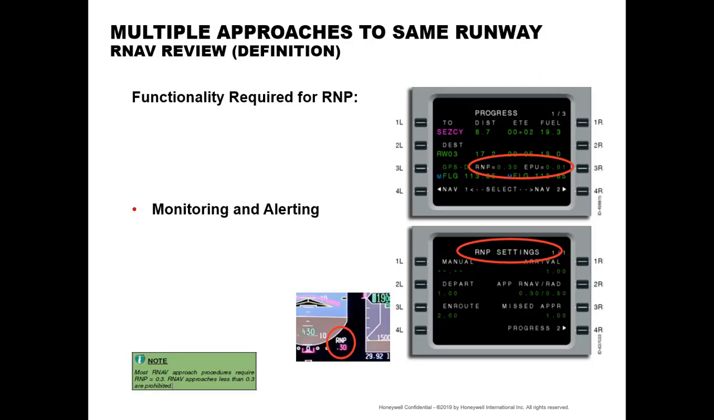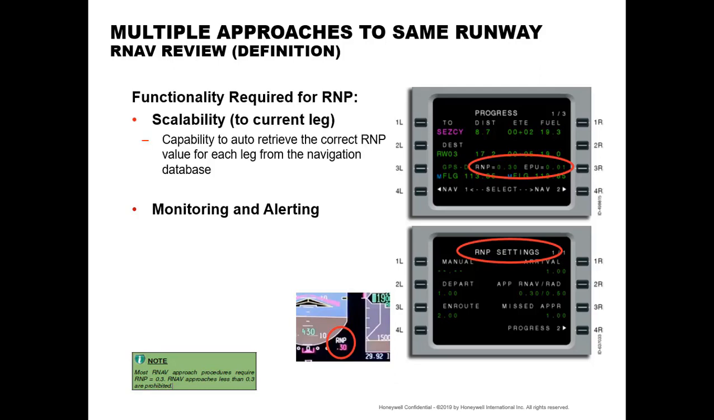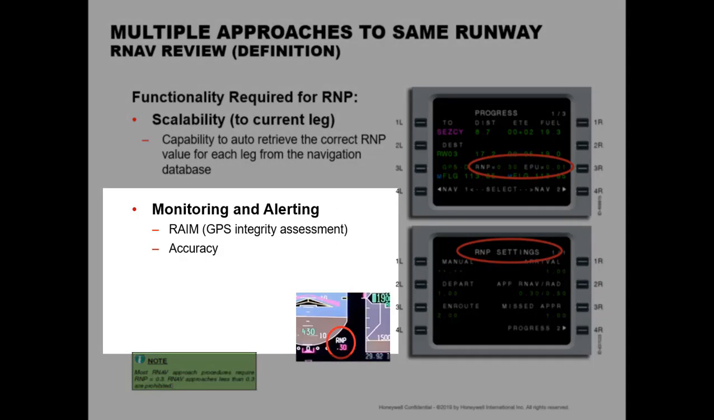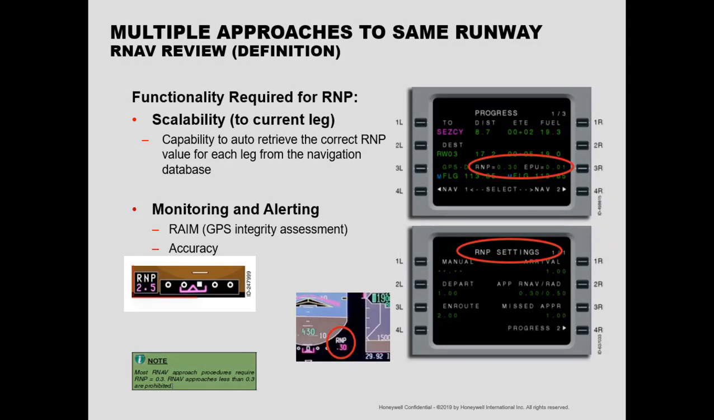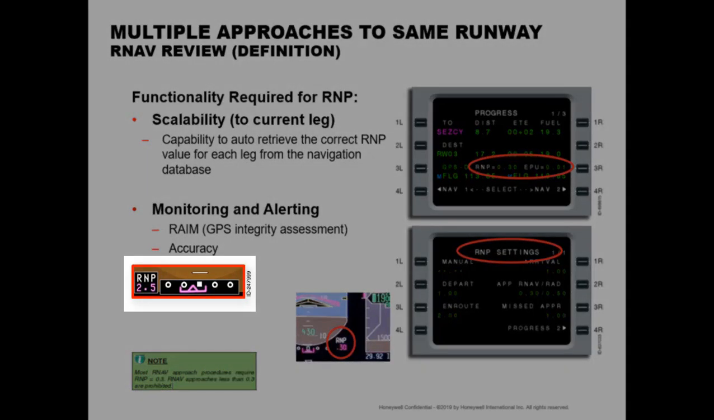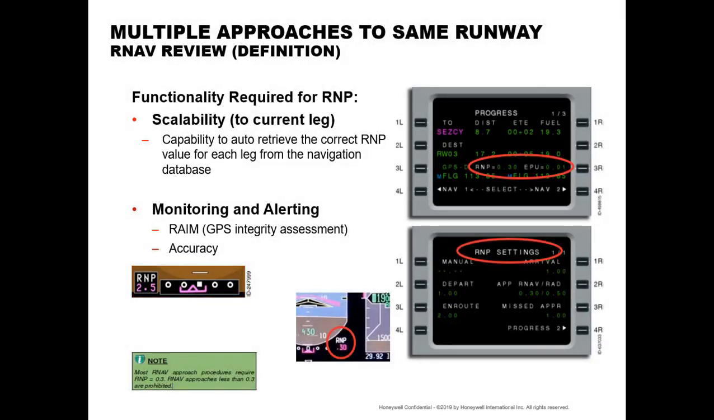In addition to monitoring and alerting, an RNP approach requires the aircraft navigation system have scalability, which means the capability to automatically retrieve the correct RNP value for each leg from the aircraft navigation database. As previously discussed, the aircraft must have monitoring and alerting capability. This means the system must be able to conduct a RAIM assessment as well as assess and display the accuracy. This symbol is the FMS 6.1 graphical display depicting the current estimated position certainty, or EPU, and the total flight technical error, or FTE.